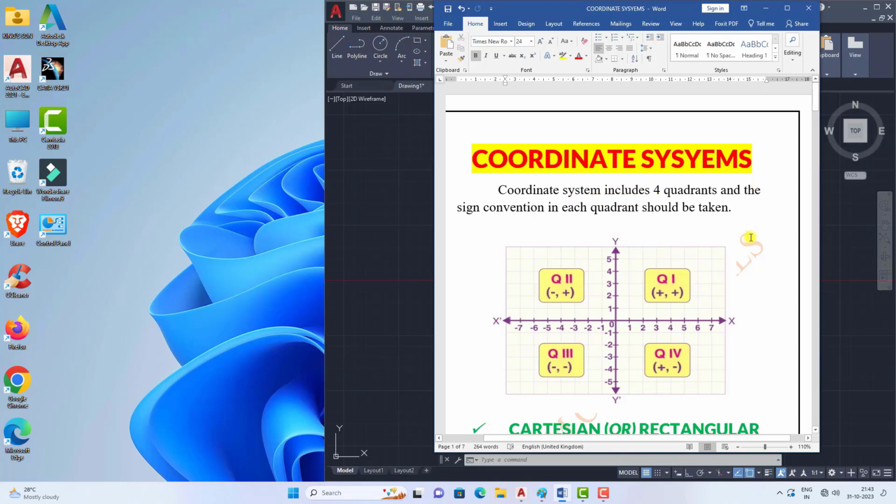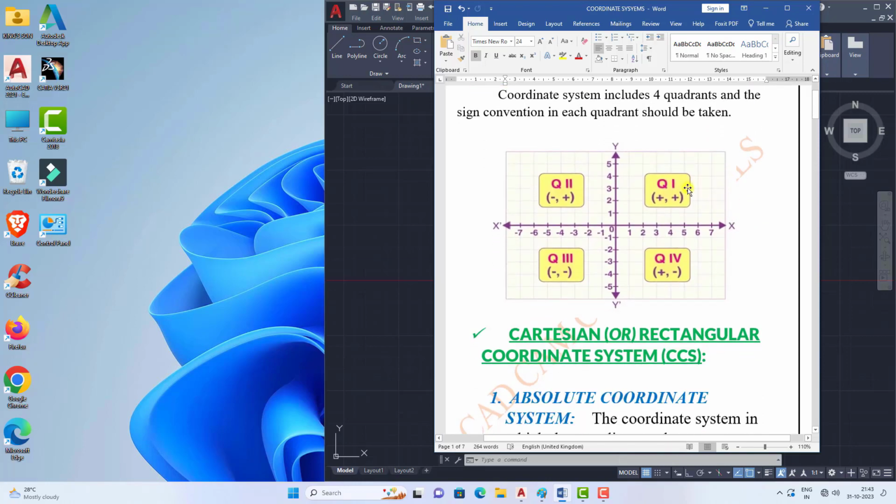We need to remember the x value and y value in each particular quadrant. We have a total of 4 quadrants, Q1, Q2, Q3 and Q4. In the first quadrant, the x value and y value are both positive. In the second quadrant, the x value is negative and the y value is positive. In the third quadrant, both are negative, and in the fourth quadrant, the x value is positive and the y value is negative.